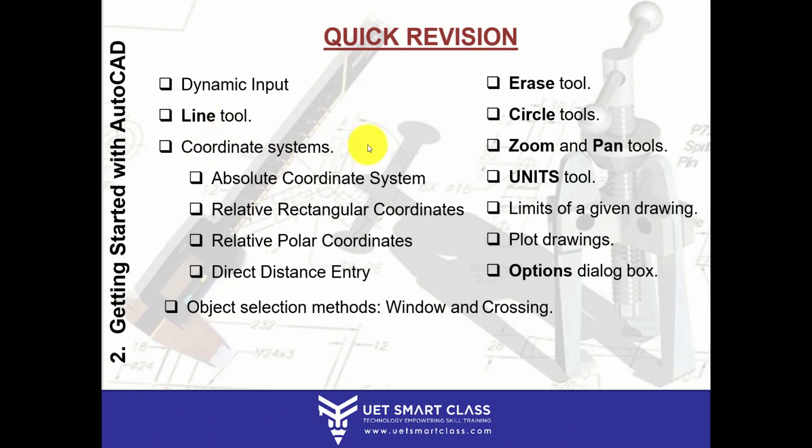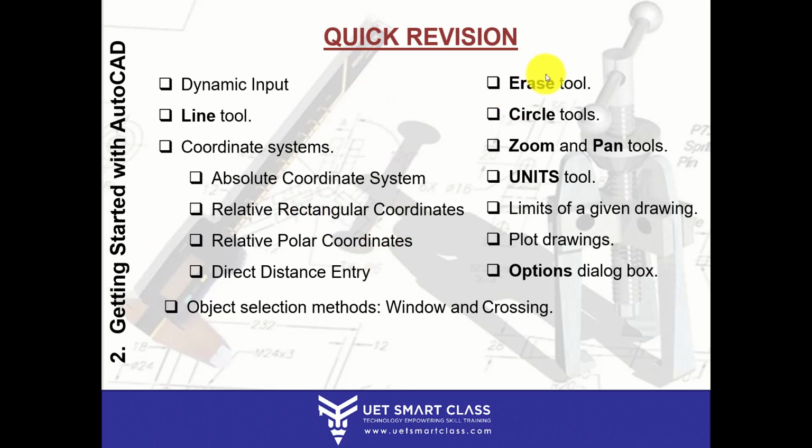We learned coordinate systems, basically the 4 coordinate systems: absolute coordinate system, in which we use the graphic points. In relative rectangular coordinates, we use @ which means from this point. In relative polar coordinates, we use the formula @ distance less than angle. And in the direct distance entry method, we directly draw our objects on the screen by using the cursor, the dynamic input, and with the help of ortho and polar tracking.